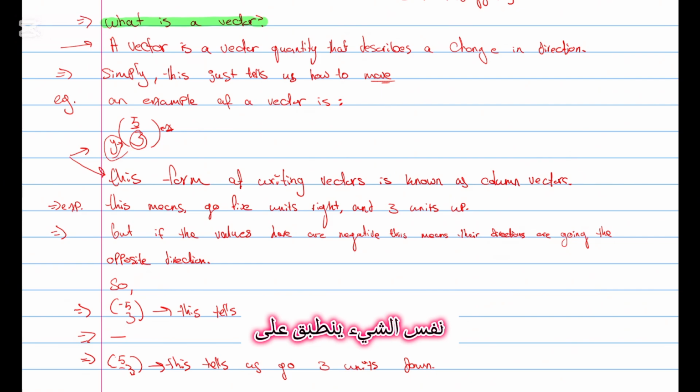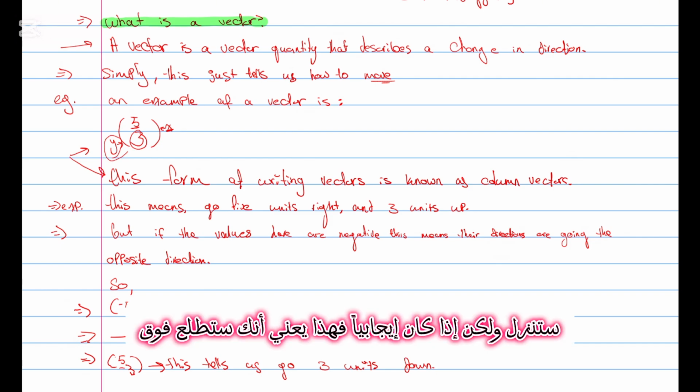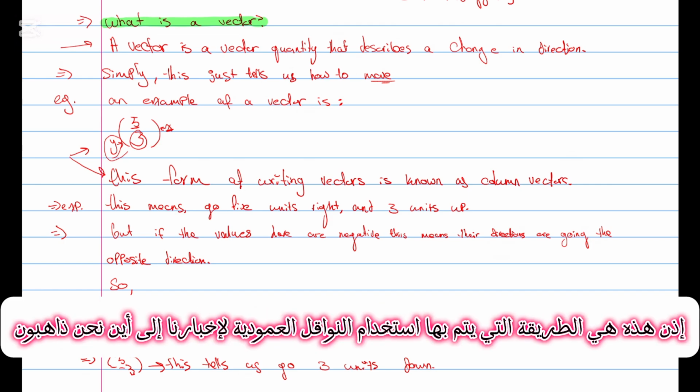And the same applies for the y-axis. If it is negative, that means you are going down, but if it is positive, you are going up. So this is how column vectors are used to tell us where we are going.